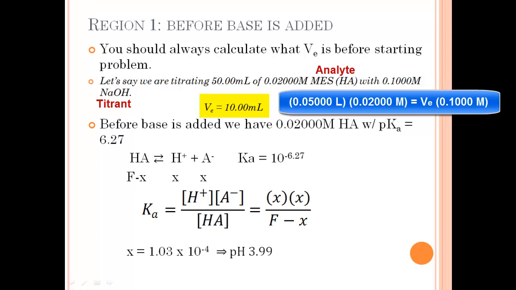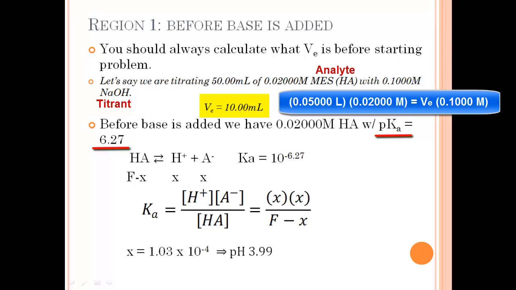Before we add any base, you have 0.02 molar of this weak acid. And they gave you the pKa. I didn't mention that before, but in the book, you'll see that they give you the pKa of MES, which happens to be 6.27. So to find the pH is just how we've done it before back in chapter 6 when we were working with weak acid, weak base problems. So the equilibrium expression is going to be x squared divided by F minus x, where F is your formal concentration, of course being 0.02000 molar. And you know your Ka because they gave you the pKa. So all you would do is solve for x.